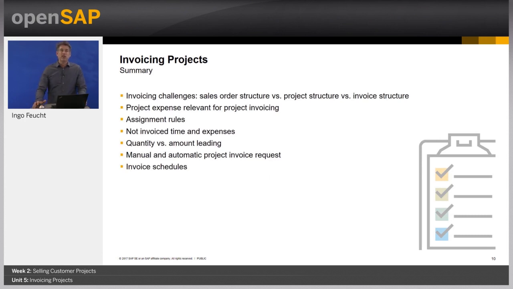Let me recap. I talked about the challenges that the sales order structure, the project structure, and the invoice structure can deviate. We learned which project expenses are relevant for project invoicing and how assignment rules can help to determine the correct sales order item. We also learned about the different ways to trigger project invoice requests, which are manual and automatic project invoice requests, as well as invoice schedule.